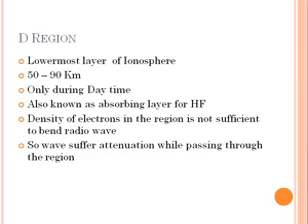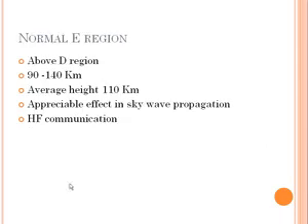Okay, the next region is E region. So E region is coming just above the D region. It is coming around 90 to 140 kilometers above the Earth's surface. E region is very predominant in the skywave propagation, and it is used for HF communication. And we have seen that mainly the skywave propagation is for HF communication.